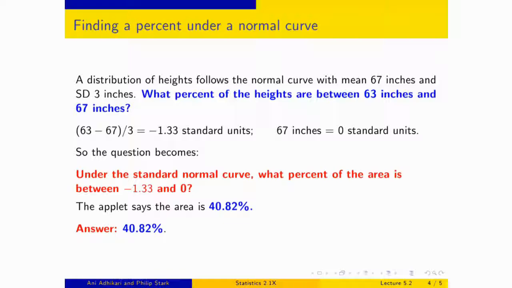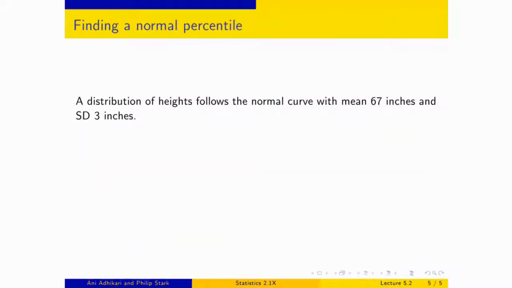We can use the same idea backwards to find percentiles. So we've got our same distribution of heights, and the question is now, what is the 40th percentile of the heights? I'm looking at that and I know that my answer is going to be less than 67 inches. 67 inches in the normal curve is the 50th percentile. So what is it going to be? How far below it is it going to be?